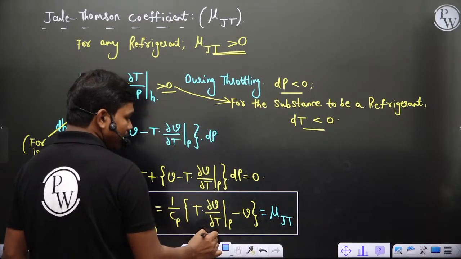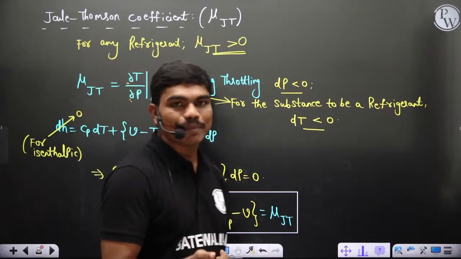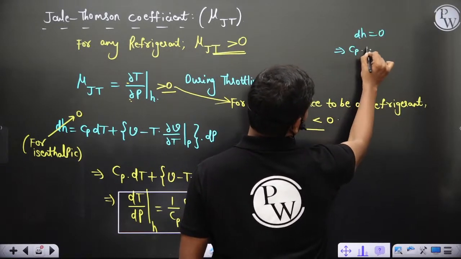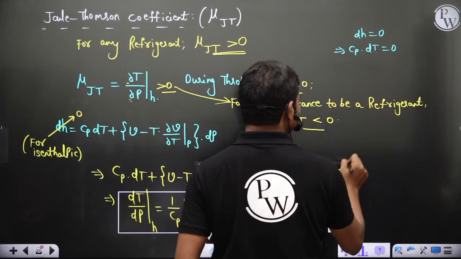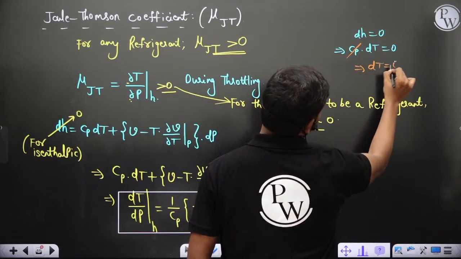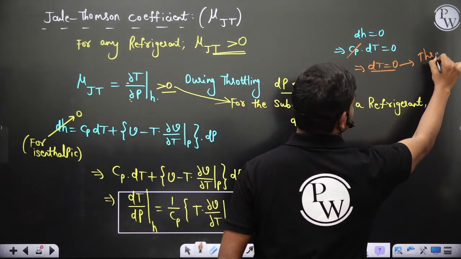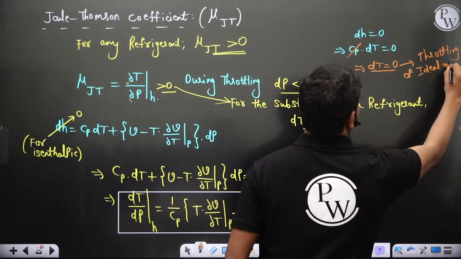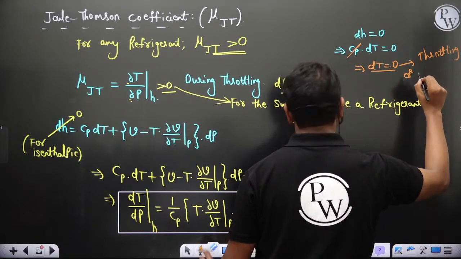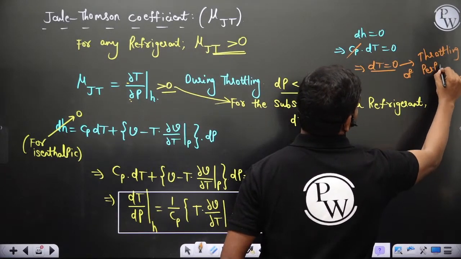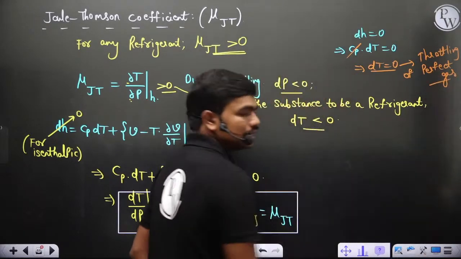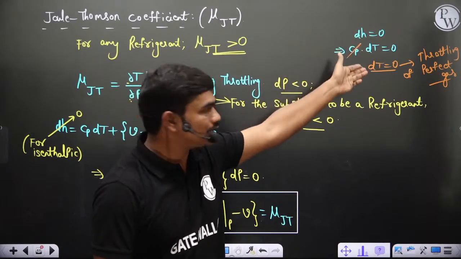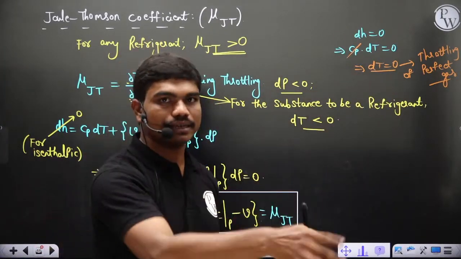Now normally you all know, during throttling of an ideal gas, what happens to temperature? dH is equal to 0, so if you write Cp dT is equal to 0, then since Cp is not 0, dT has to be 0 in the case of an ideal gas. So throttling of an ideal gas, or perfect gas as some books say, gives dT equal to 0. The inlet temperature of the gas should be the same as the outlet temperature of the gas.